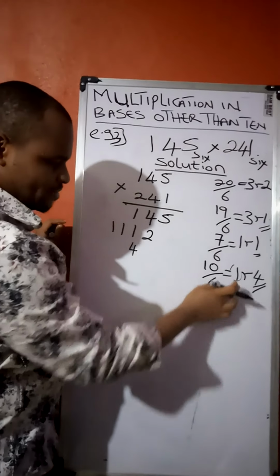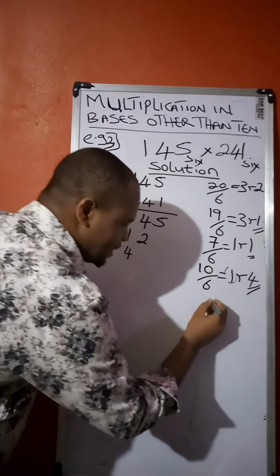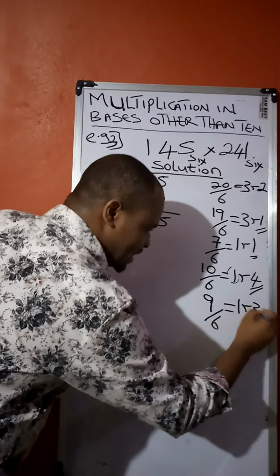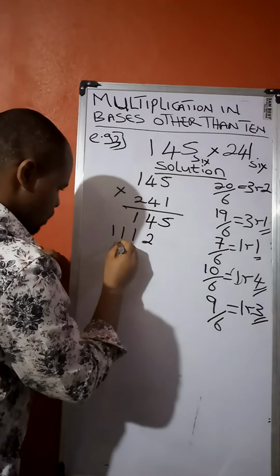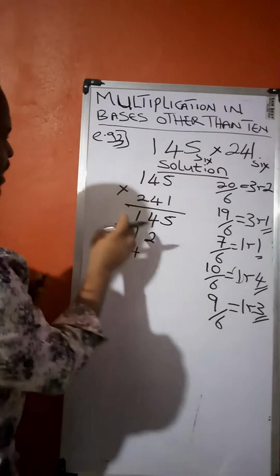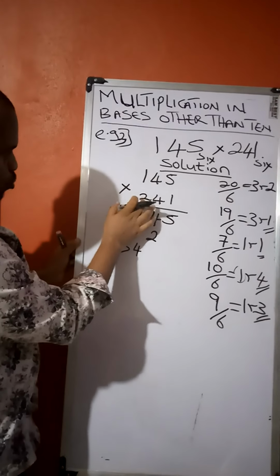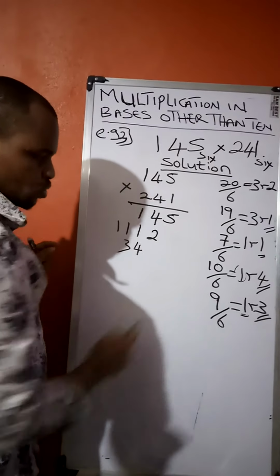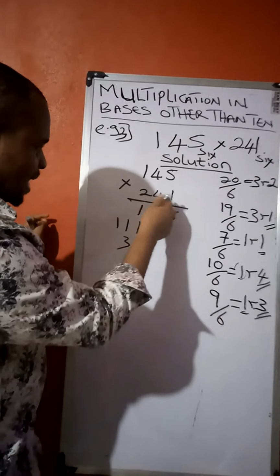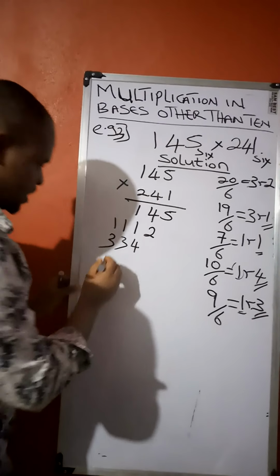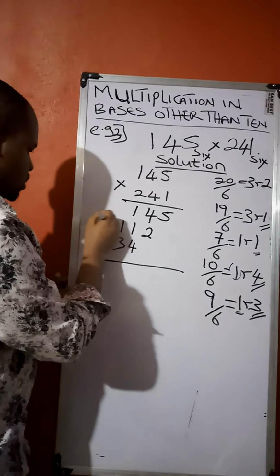I come here. 2 times 4 is 8. Plus the 1 I carried is 9. 9 converted to base 6 is 1 remainder 3. You write your remainder 3 and carry 1. Now I come here. 2 times 1, 2. Plus the 1 that you carried is 3. Can I have 3 in base 6? Yes. So I just put 3.